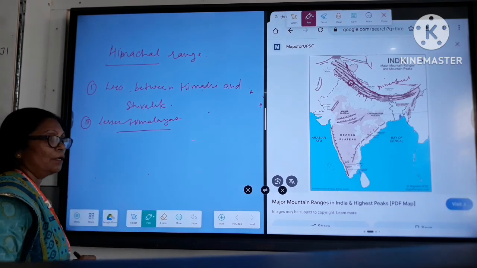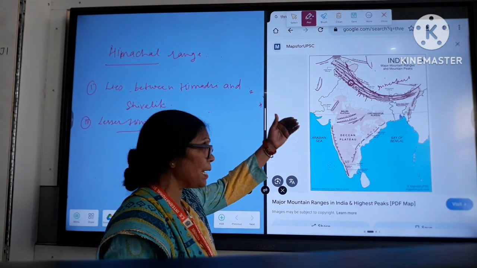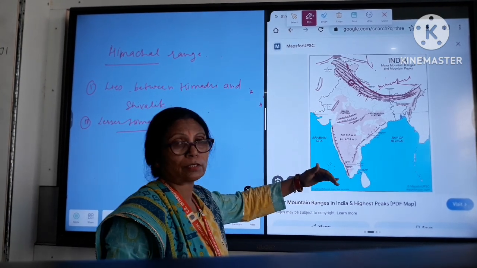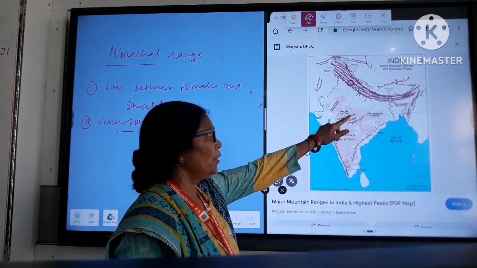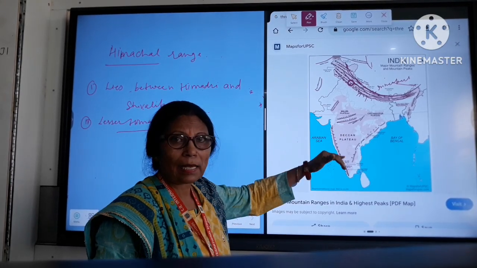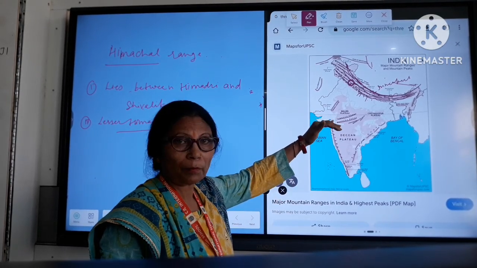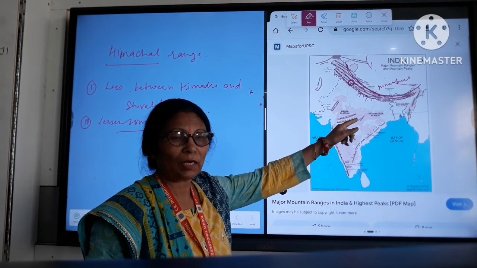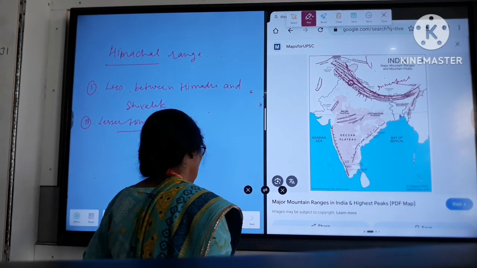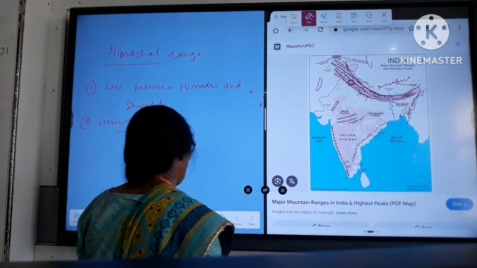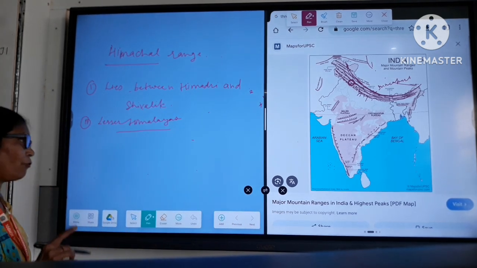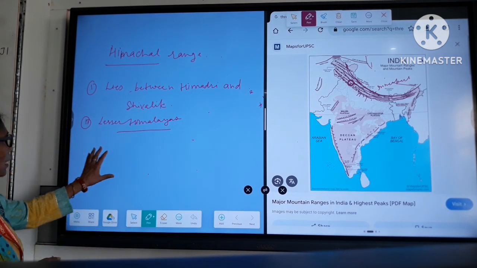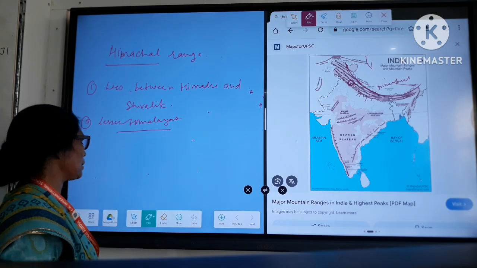Lesser Himalayas because it is at less height than the Himalaya. That's why it is called the lesser Himalayas. According to their height, being less than the greater Himalayas, they are known as the lesser Himalaya.